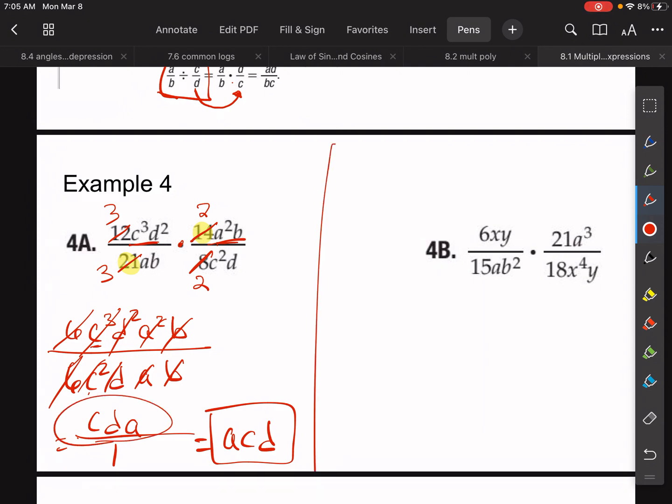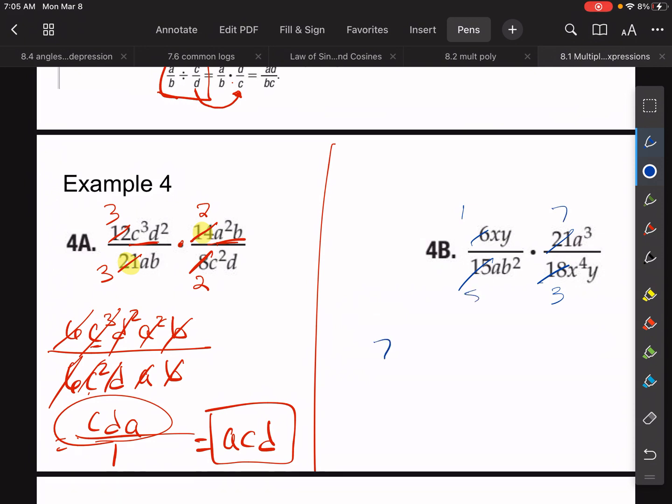Now for 4b, we're going to do this one here. I'm going to do the same kind of thing, and I encourage you to actually try this one on your own. So pause the video, try this one on your own. But here we go. Let's do this. We'll do this kind of quickly. So 6 goes into both. 1, 3. 3 goes into both of these guys. 7, 5. And now let's multiply.